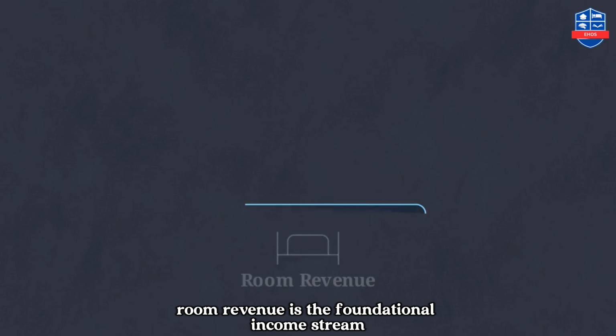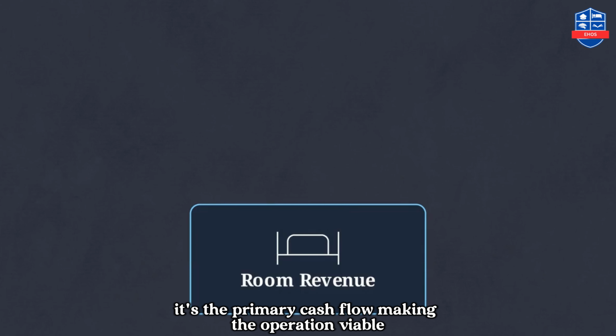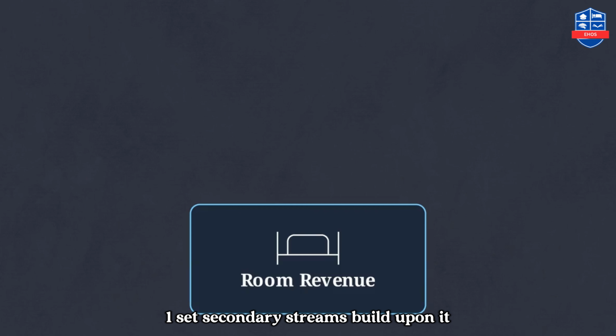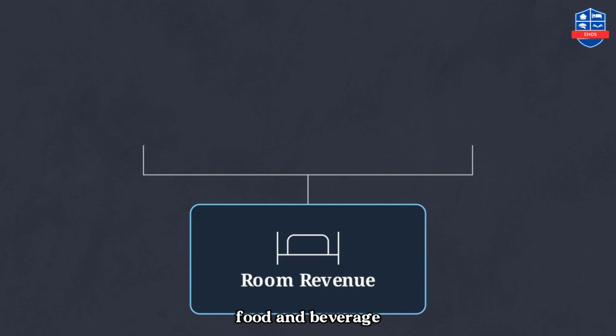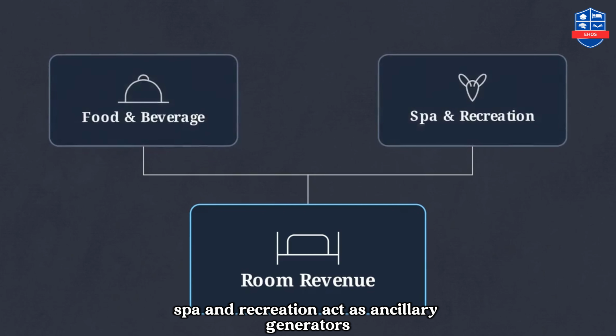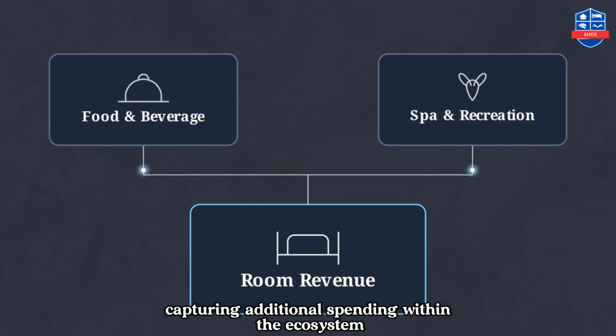Room revenue is the foundational income stream. It's the primary cash flow, making the operation viable. Once set, secondary streams build upon it. Food and beverage, spa, and recreation act as ancillary generators, capturing additional spending within the ecosystem.